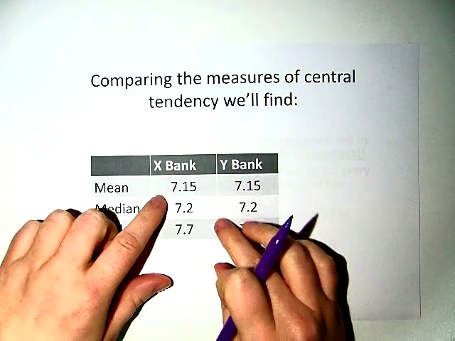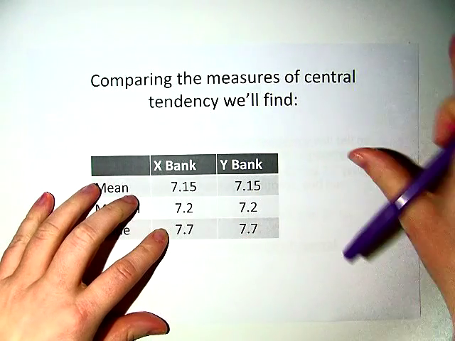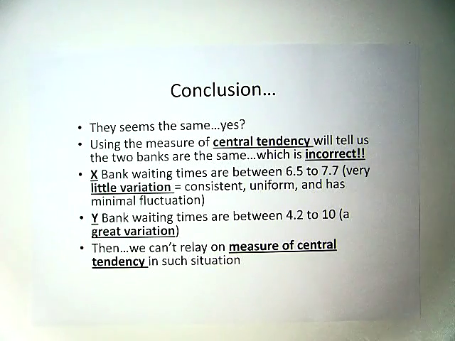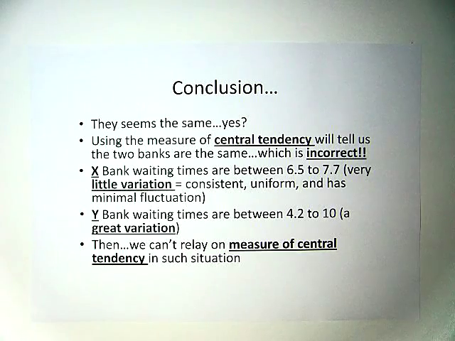So we found these results, 7.15, 7.2, 7.7. However, this will tell us the two banks are the same. We've already decided that they are not. Bank X waiting times are between 6.5 to 7.7. There is very little variation. It's consistent, it's uniform, it has minimum fluctuation. If you go into Bank X, you know how long you will be waiting.